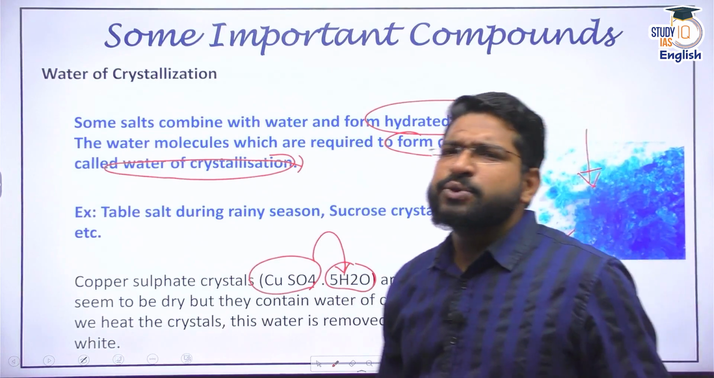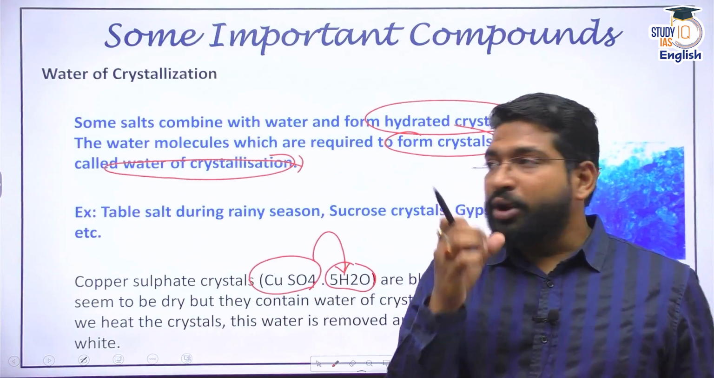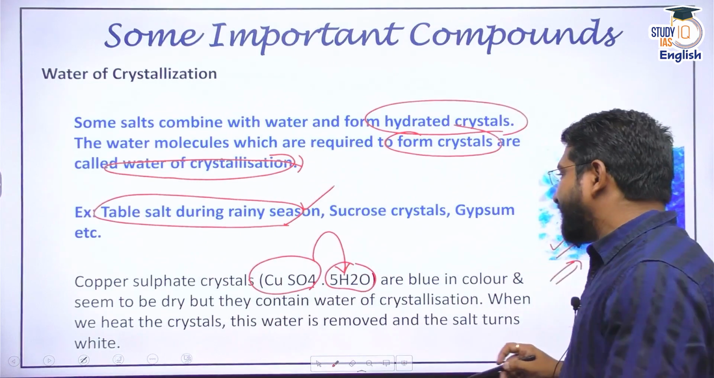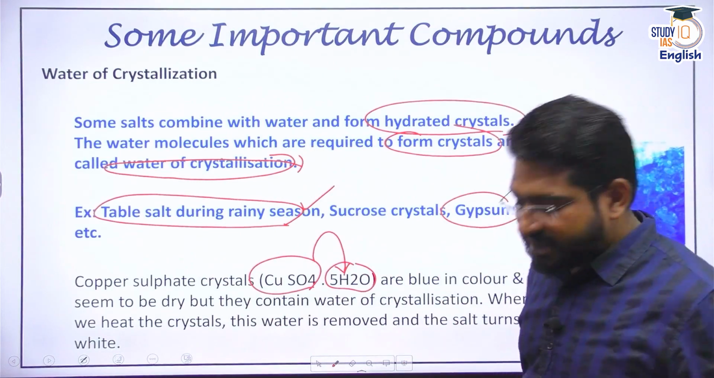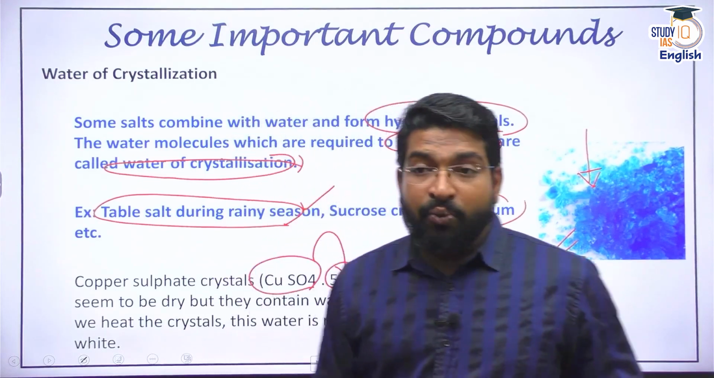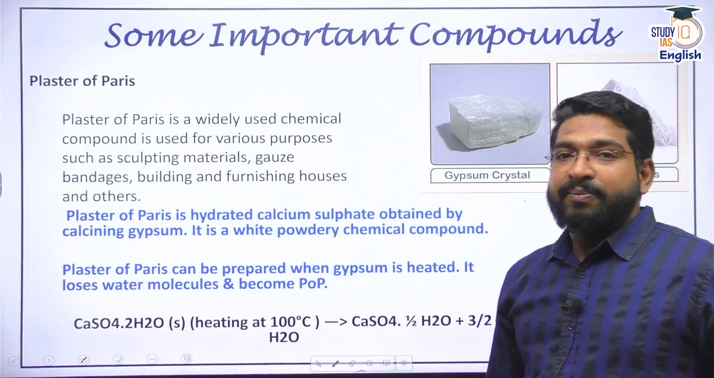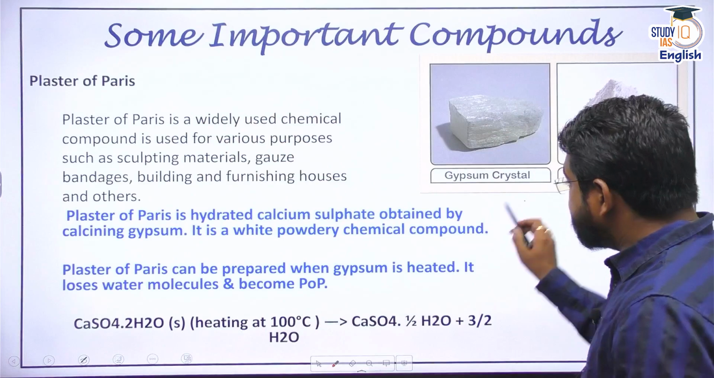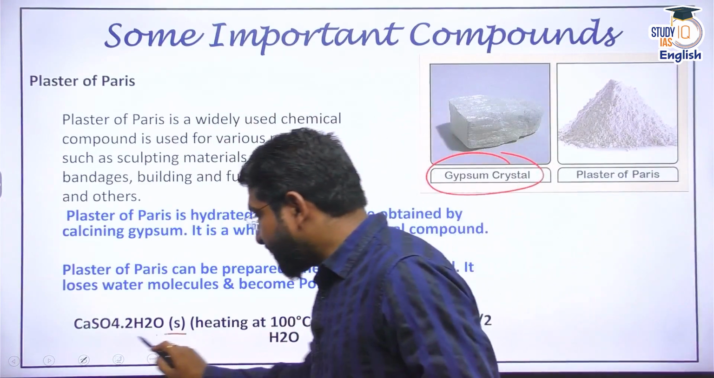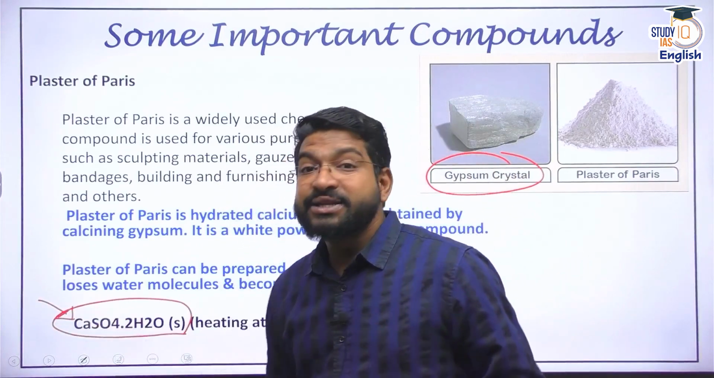In fact, many a times during the rainy season, you have salt that has become moist. You must have seen table salt during humid days, or gypsum is another example where you have water molecules in it. So, water of crystallization. One example of this hydrated salt is plaster of Paris. Plaster of Paris is produced from gypsum itself. Gypsum is this particular compound, that is hydrated calcium sulfate. It is called gypsum.